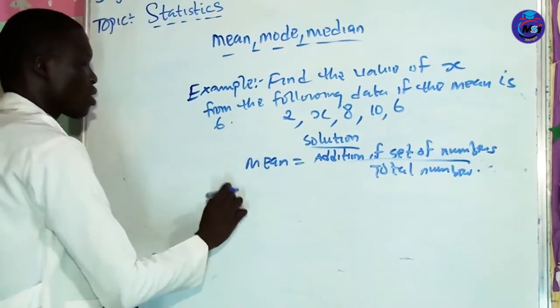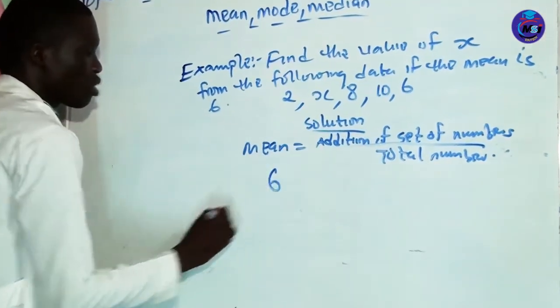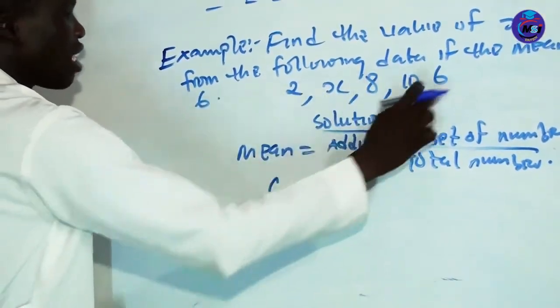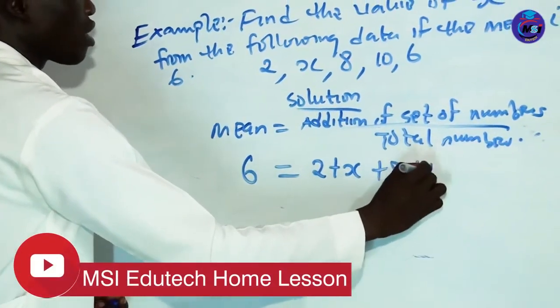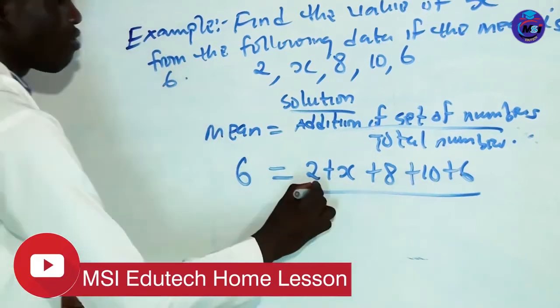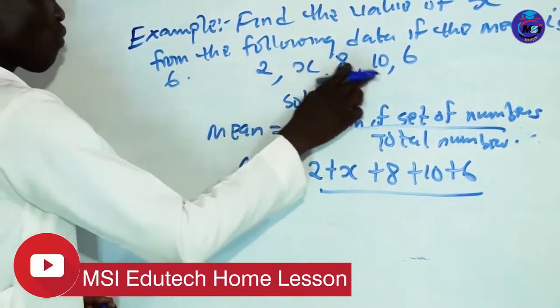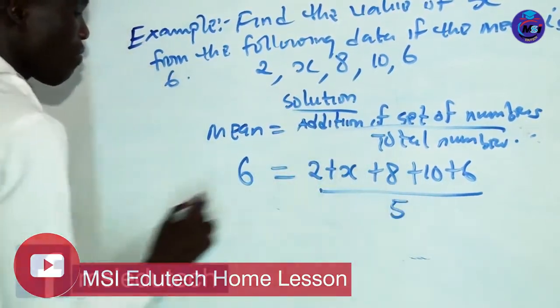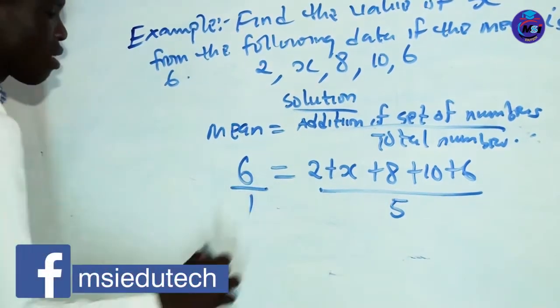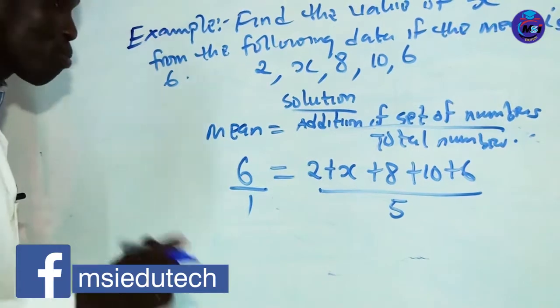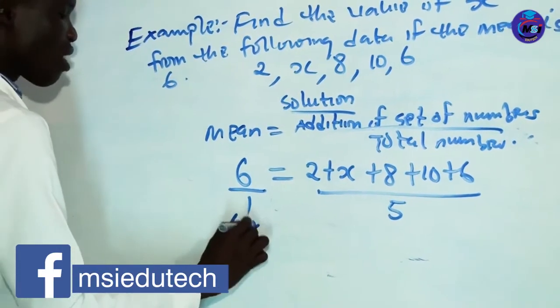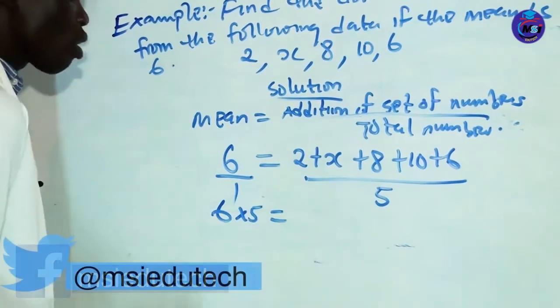Now this one will give us mean is 6. Put 6 here. Add this. You have 2 plus x plus 8 plus 10 plus 6 divided by 5. Now divide this by 1 to make it a fraction. Then you cross multiply. When you cross multiply, you are going to have 6 times 5 equals 2.